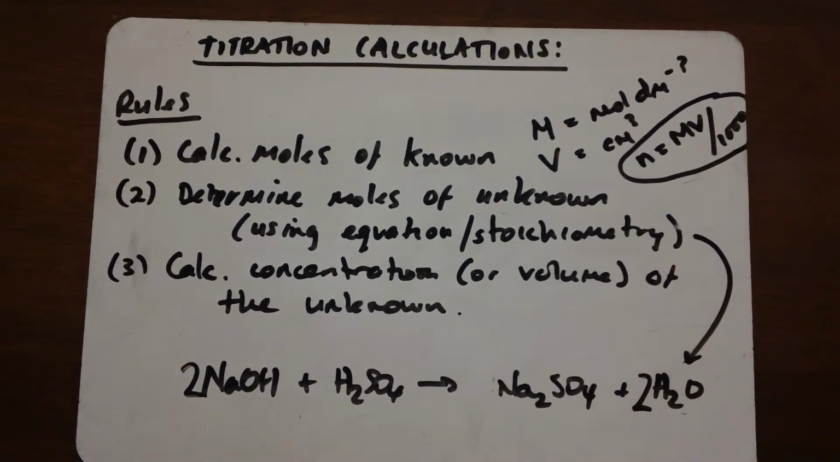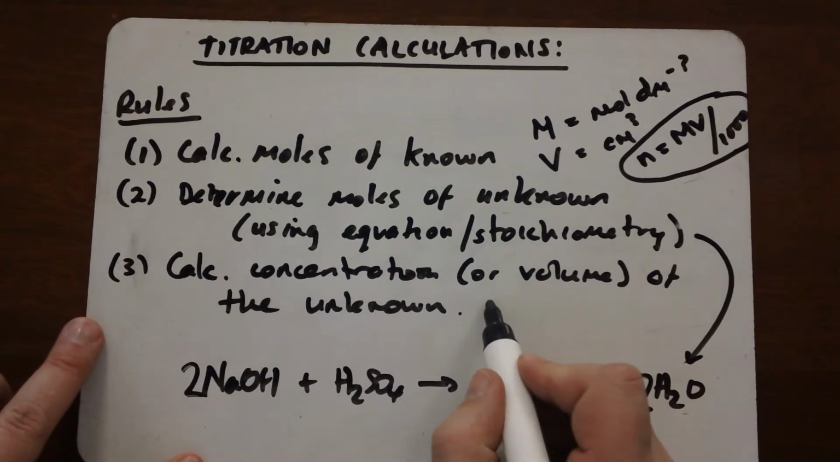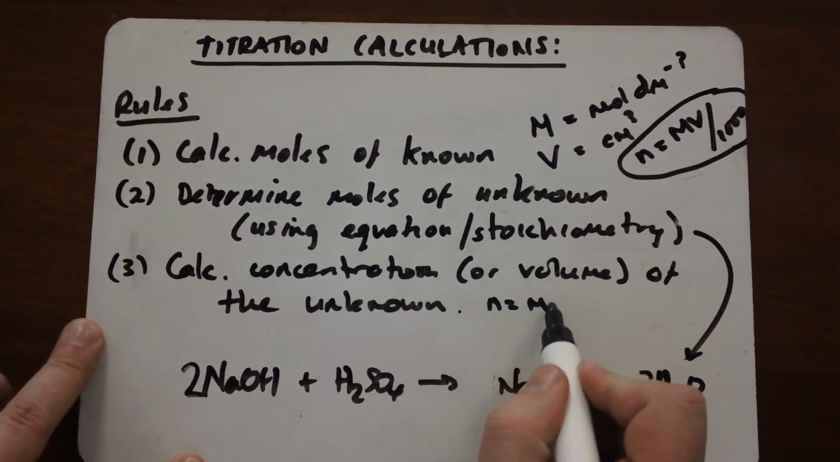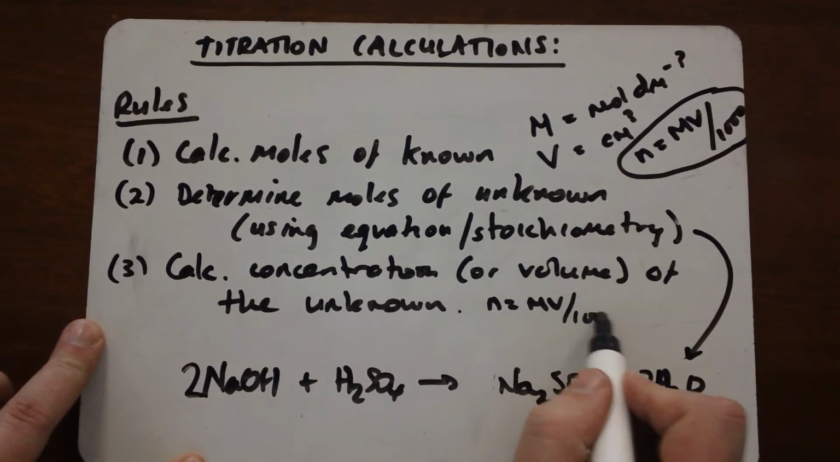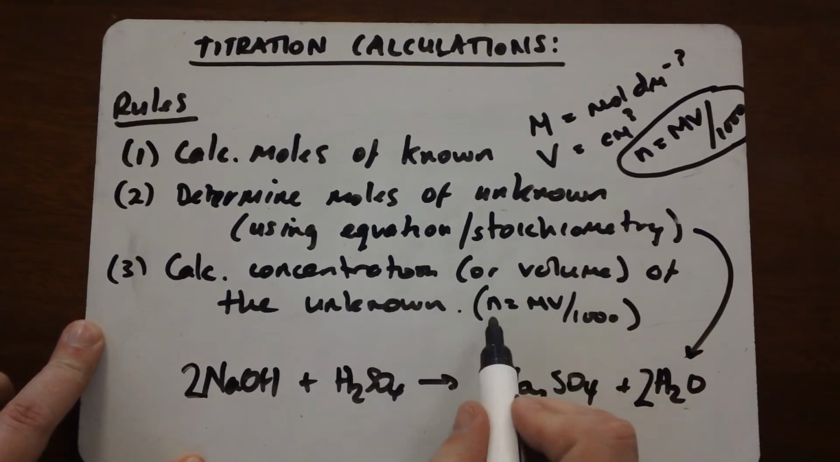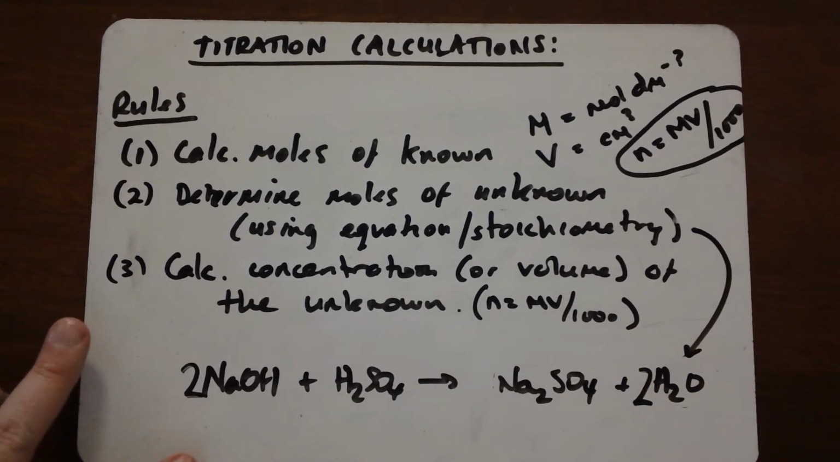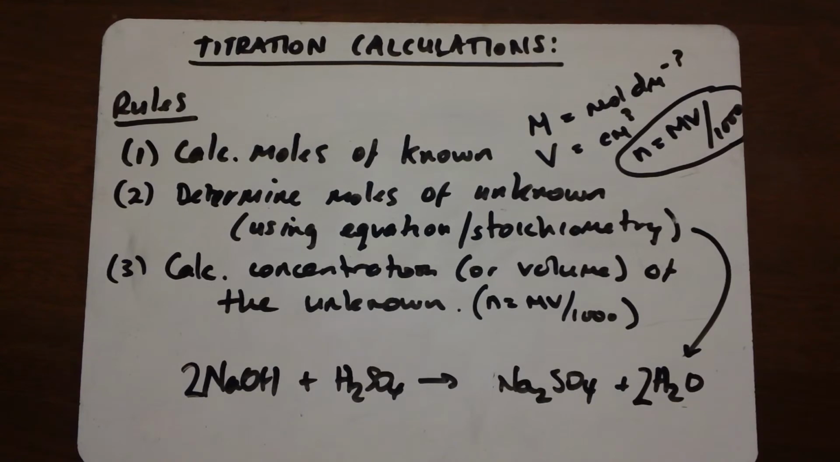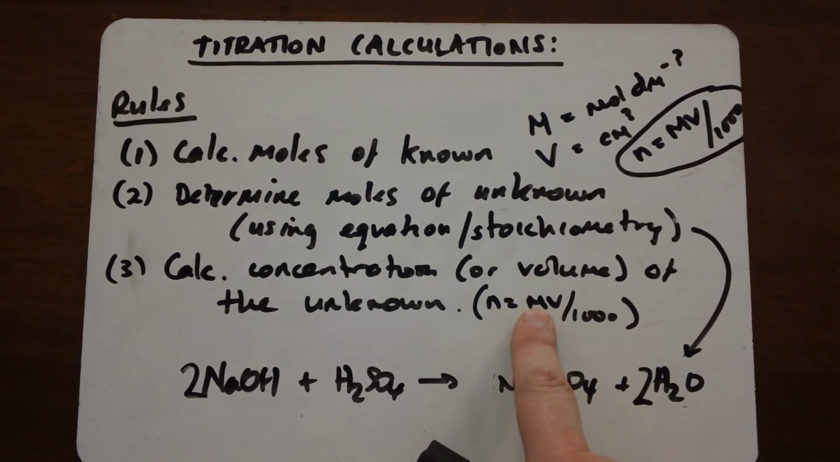The last thing to do is, once you know the number of moles of your unknown substance, you can calculate the concentration or volume of the unknown, again using n is equal to MV over 1,000, but it will need to be manipulated and changed around to make M, concentration, the subject, or V, volume, the subject.